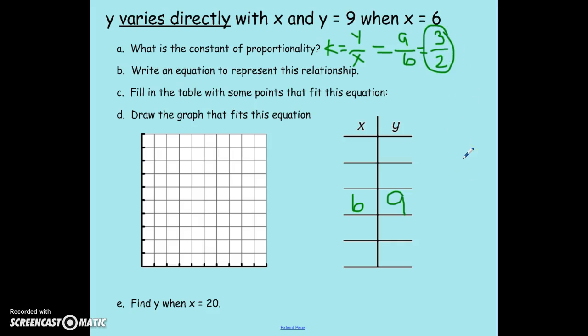So that's my constant. Then to write an equation, your handout gives you the format of equations, which, remember, the constant of proportionality becomes the coefficient of x. So it would just be y equals, fill in our k that we found in letter A, 3 over 2 x.